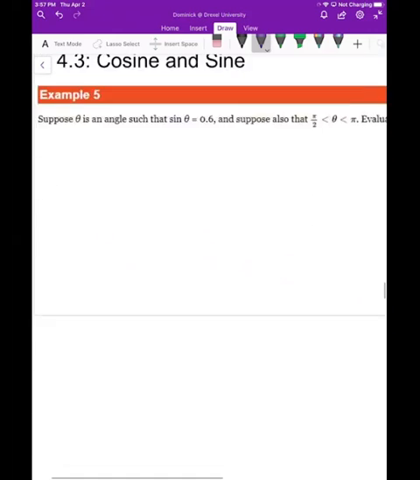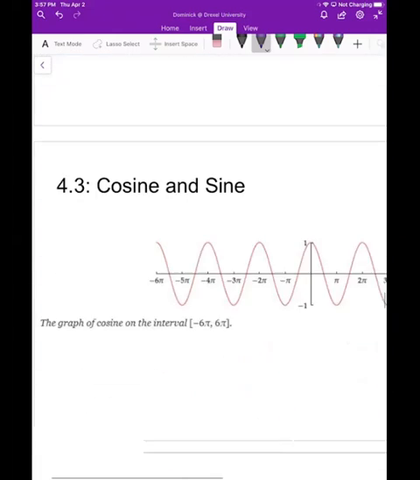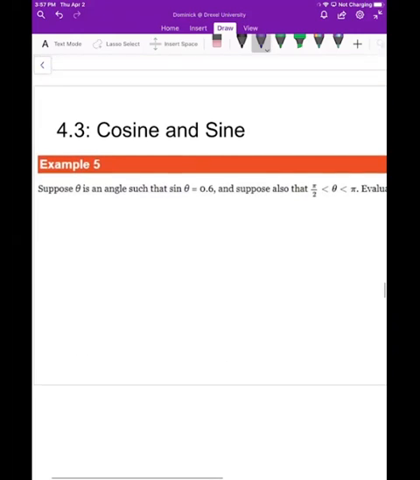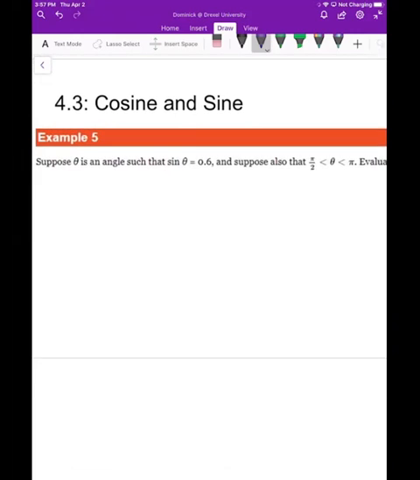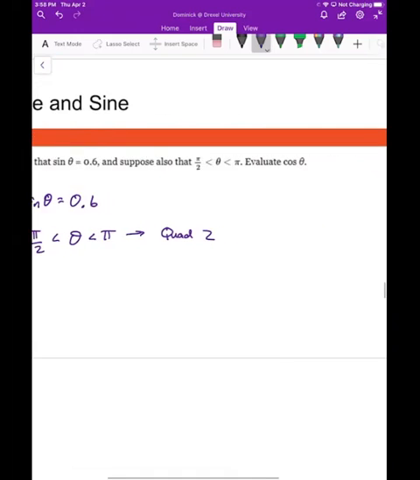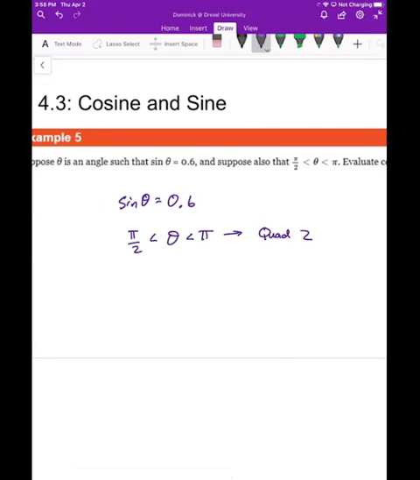All right, let's do another one of these examples. And then I think we'll talk about a couple other things and then we'll wrap this video up. Okay, so now a similar example. Here we have that sine is 0.6. We know that the angle is between pi over 2 and pi. This alone tells us that we're in quadrant 2. And we want to find cosine of theta, right? So first of all, is cosine positive or negative?